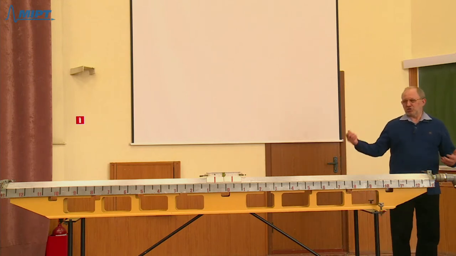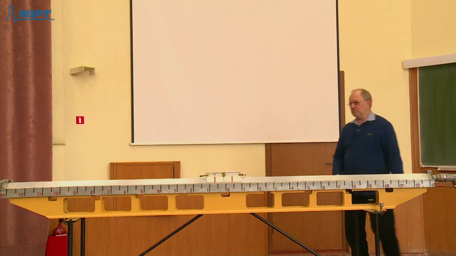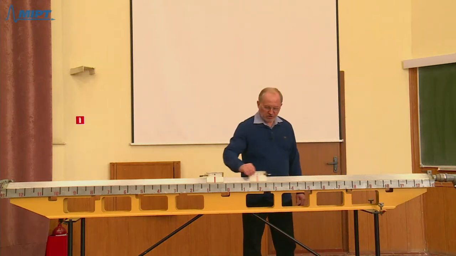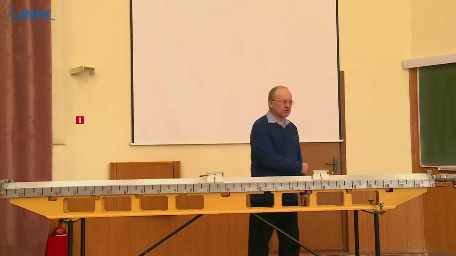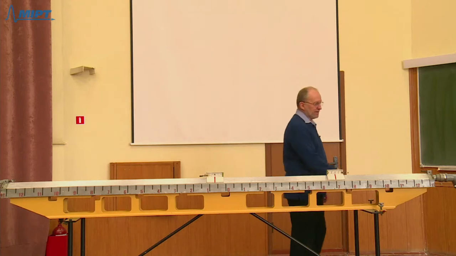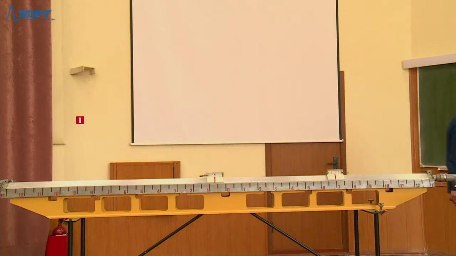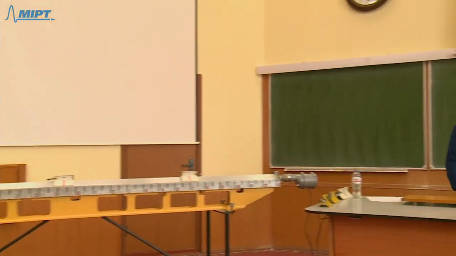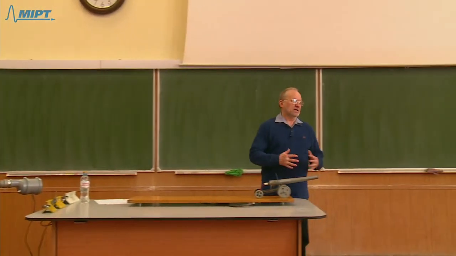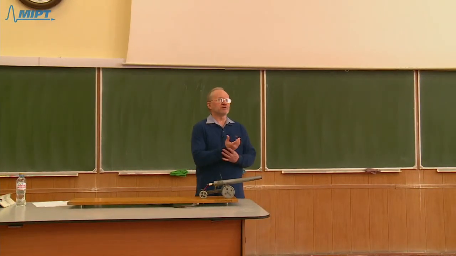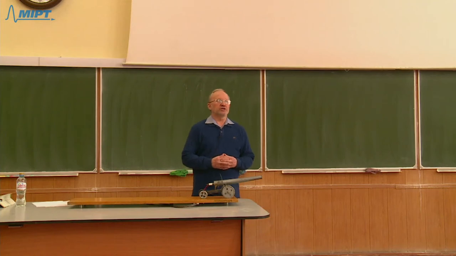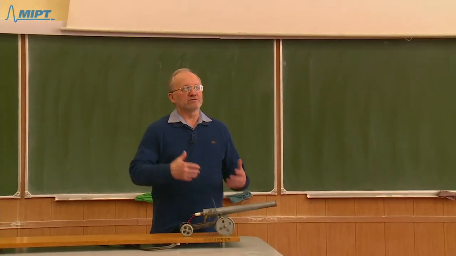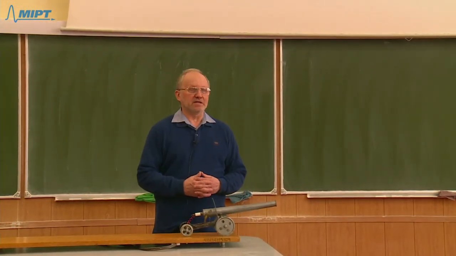Now, without any air cushion, we have strong forces of friction, and the body will not move. In no way will the forces of friction allow this body to move. So Galileo formulated this principle of inertia, which Newton made the first law of classical mechanics.